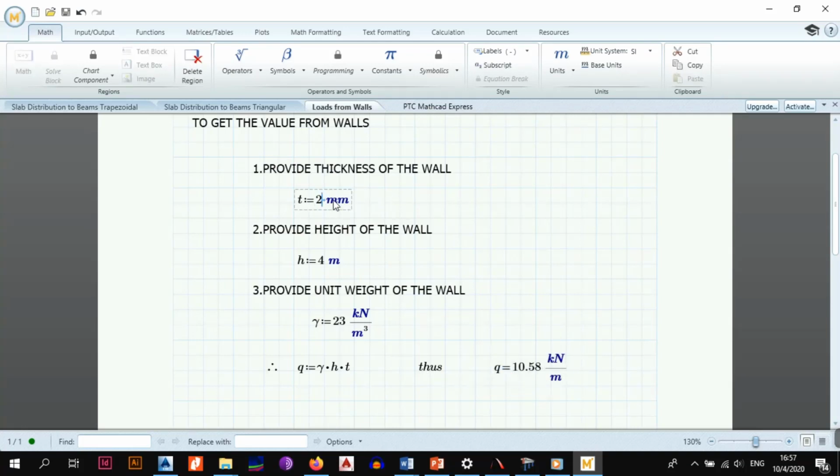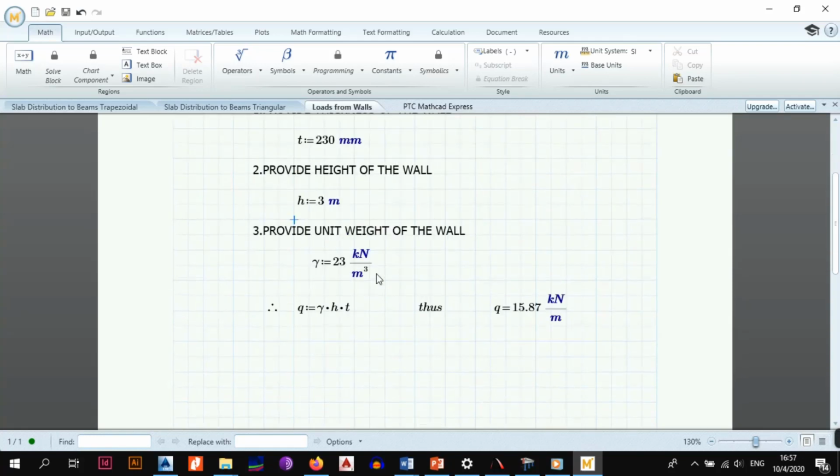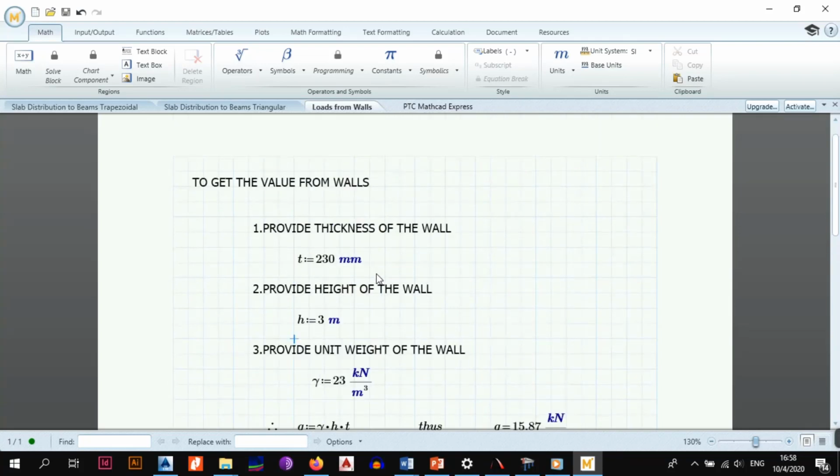Let me show you the cool thing about Mathcad. The moment we change it to 230, we change the load as well. Let's change it back to 3 meters. The moment we change that, it changes back to 15.87. So Mathcad is a cool way that can help you to follow through your calculations and have them presented in a nice way. It's similar to Excel, but it's different from Excel in that this gives you a user interface that is similar to how you would be doing it when you're doing hand calculations.